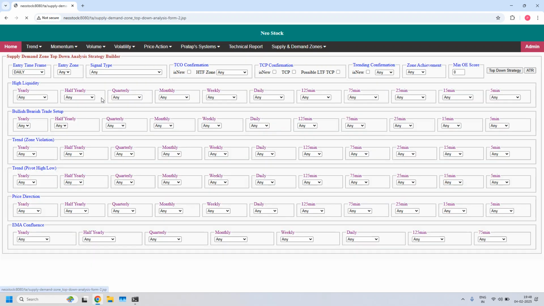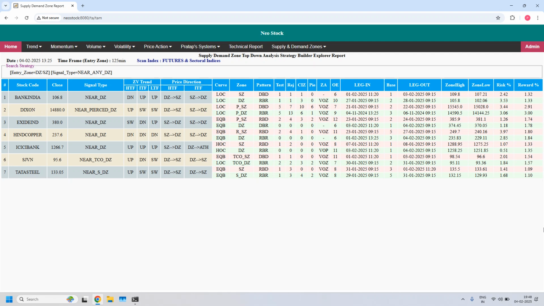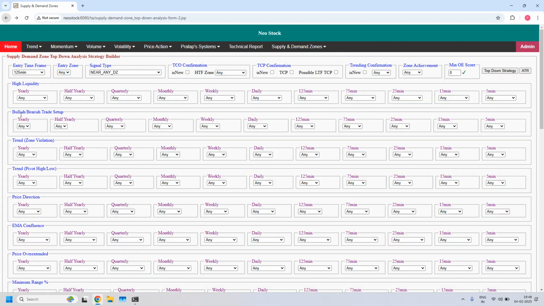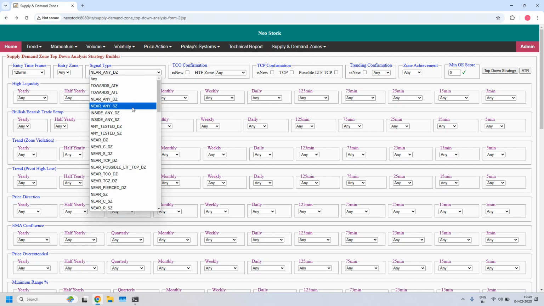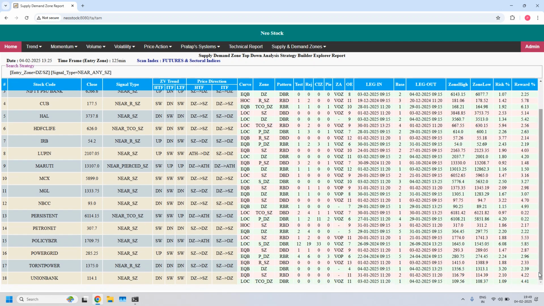Next time frame is 125 minutes. Stocks near 125 minutes demand zone. We got 7 stocks. Next, 125 minutes time frame. Stocks near 125 minutes supply zone. We got 18 stocks.